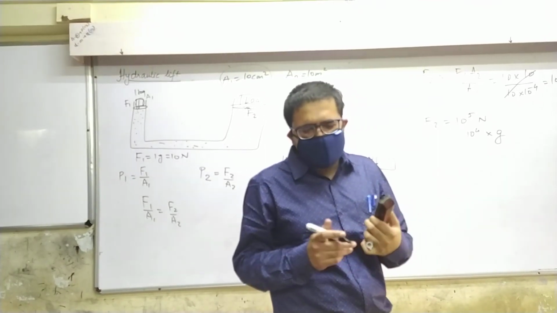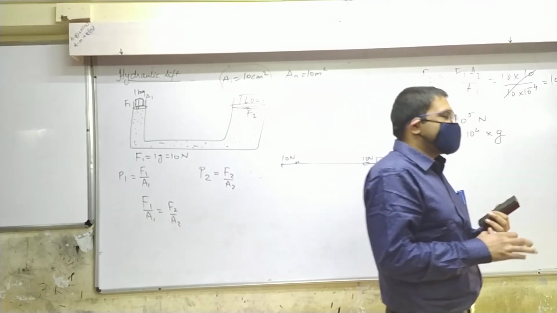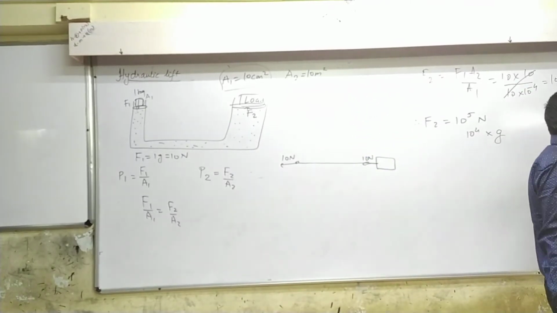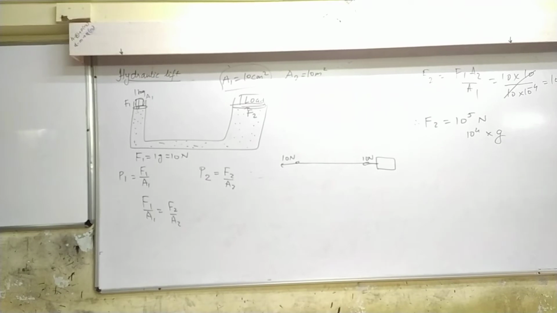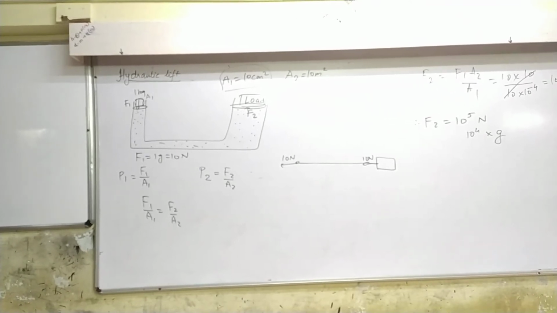How many have we finished? Have we done 4 examples from the book? We have done till 4. So now 5. There are 2 parts in 5. We will do A, but we will not do B right now. Okay, we will leave B. We will do it later.